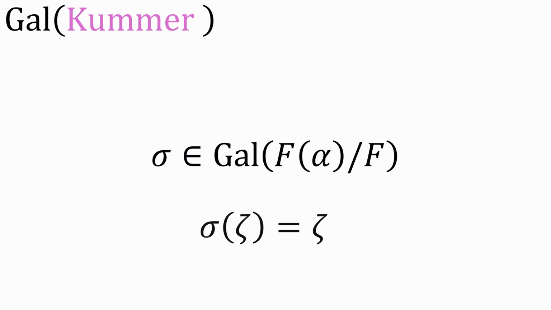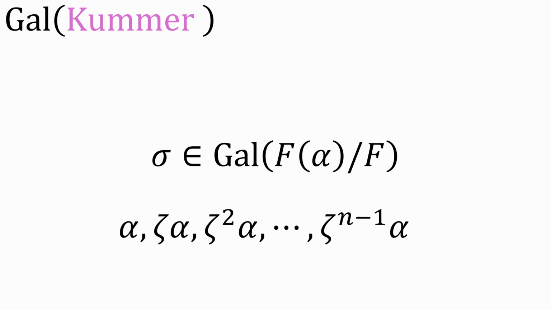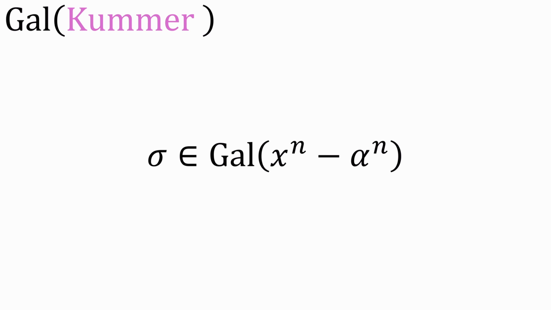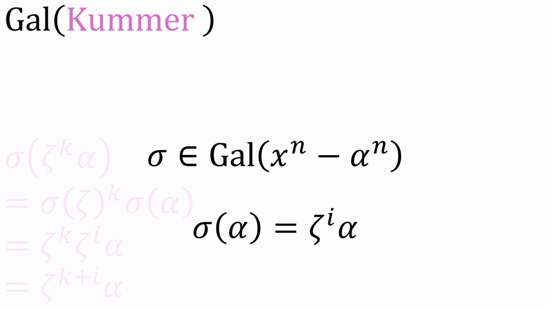Also notice that when we adjoin alpha, we get for free zeta alpha, zeta squared alpha, and so on. These are the roots of the polynomial x to the n minus alpha to the n. The splitting field of this polynomial is F adjoined alpha, meaning the Galois group we're considering is really the Galois group of this polynomial. Alpha must be mapped to another one of the roots, let's say zeta to the i alpha for some integer i, and just as we did with cyclotomic extensions, we can now use the automorphism properties and the fact that sigma of zeta equals zeta to fully determine sigma.